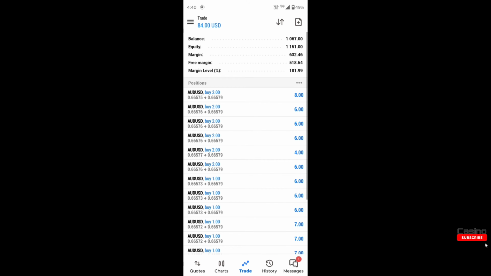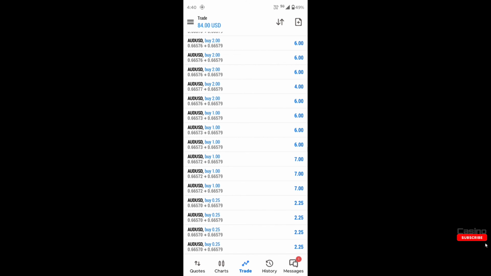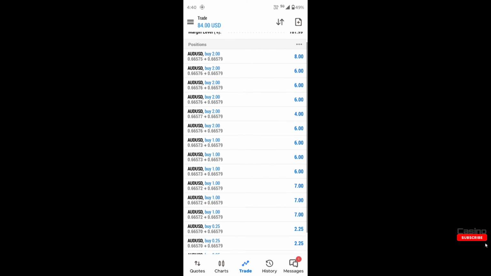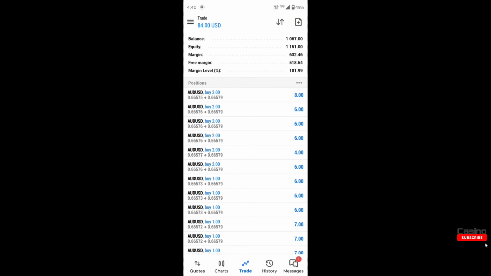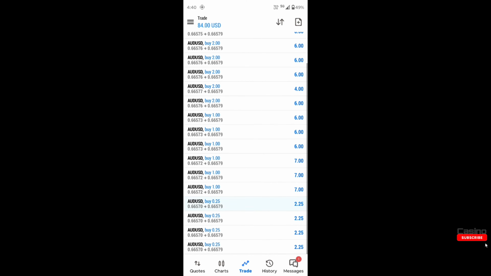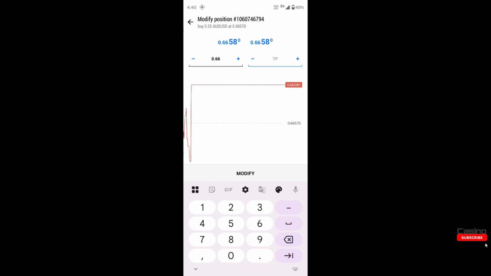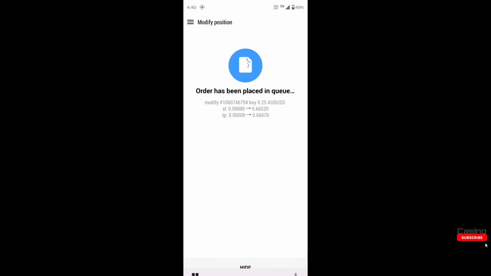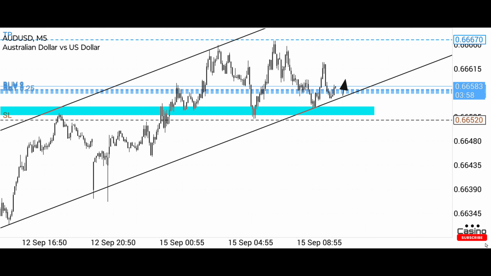Guys, we are currently running in profit. Let's see what results the market gives us. Our trade has been placed in the right direction. This increases our chances of making a profit. Let us now place a stop loss and profit target. Guys, you will see clearly the stop loss and profit target.